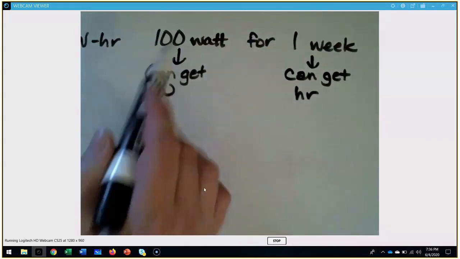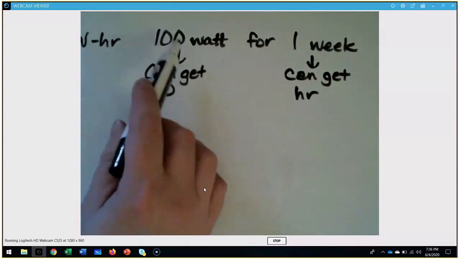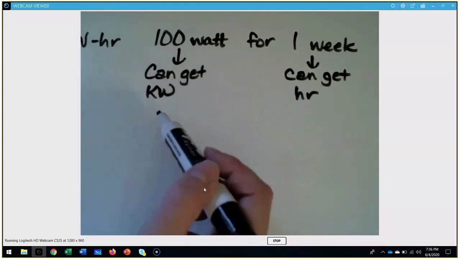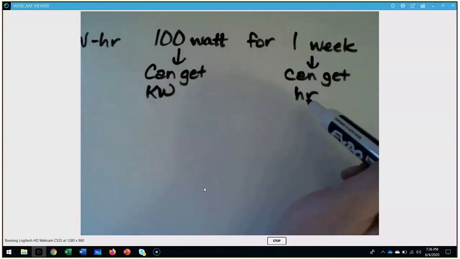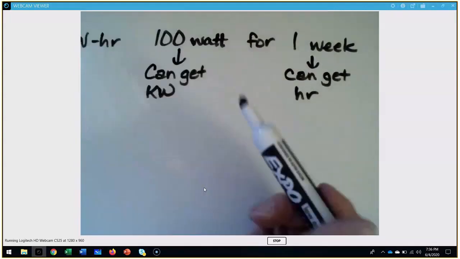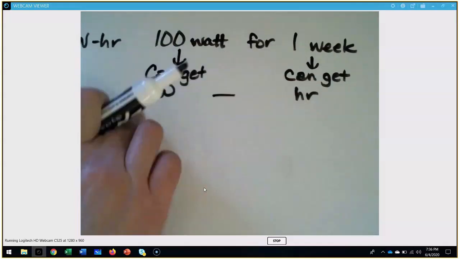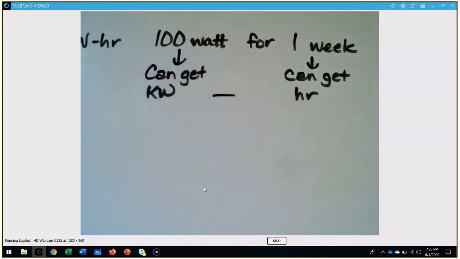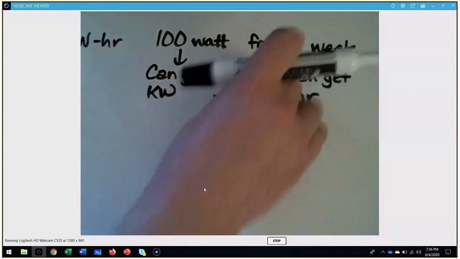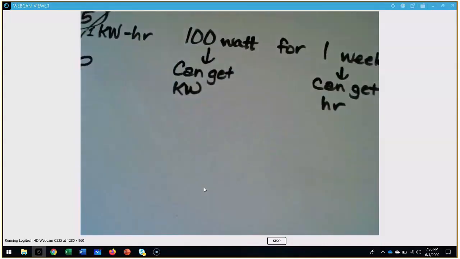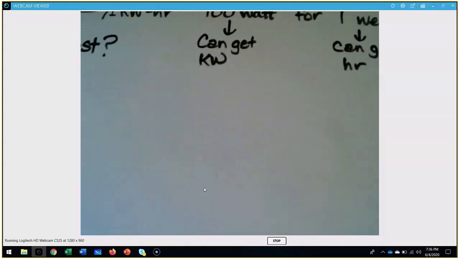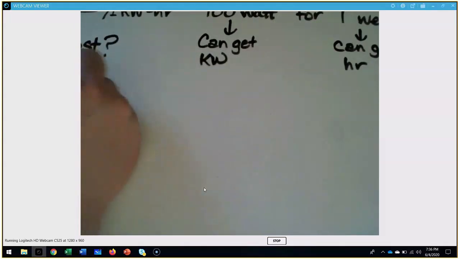So I'm going to do this piece by piece. First, I'm going to convert the watts to kilowatts. Then I'm going to convert my weeks to hours. And then at the end, I'm going to put them together, because if I multiply them together, I'll create kilowatt-hours. Does the strategy make sense so far? Yep. Okay.